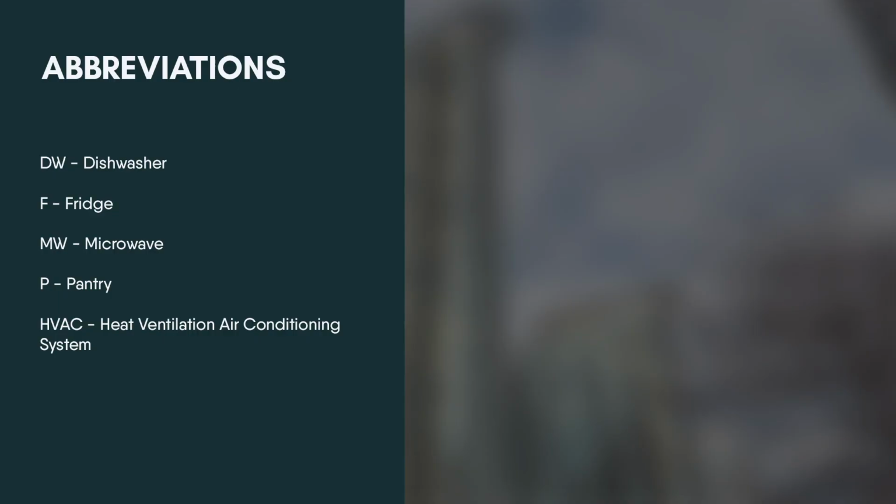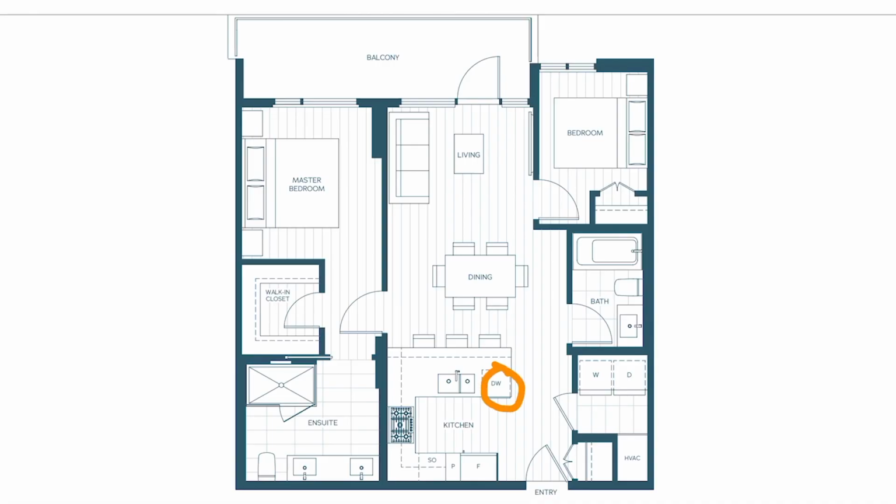Some of these abbreviations may be easier to identify, but let's talk about them anyway. Let's start with the easy ones. Here we have a dishwasher, a washer, dryer, F is for fridge, P is for pantry, SO is for steam or speed oven, and HVAC is the heat, ventilation, and air conditioning unit.